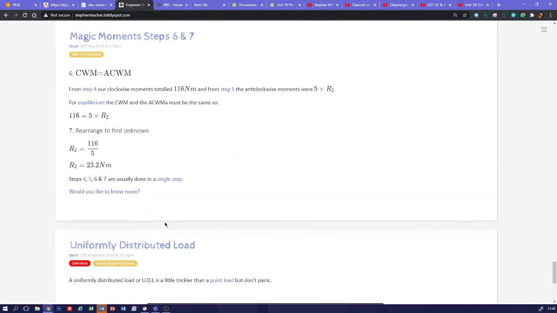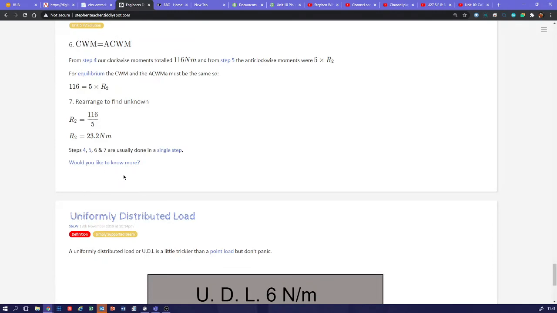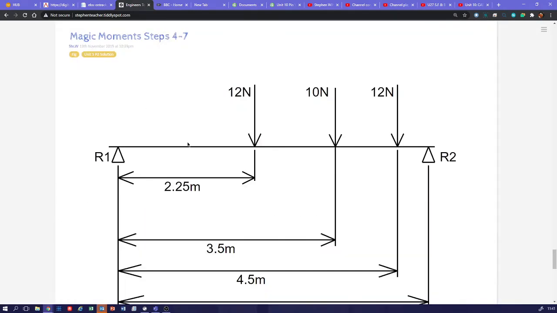Let's move on. Now we say our clockwise moments equal our anti-clockwise moments. This is what we found from step 4, it was 116, and from the last step, we got 5 times R2. We can very easily rearrange that to find the unknown, and then R2 is 23.2 newton meters. They're usually done in a single step, so let's see what that looks like.